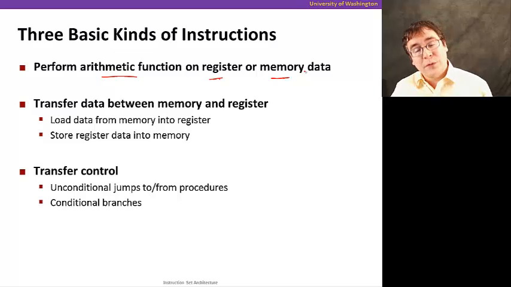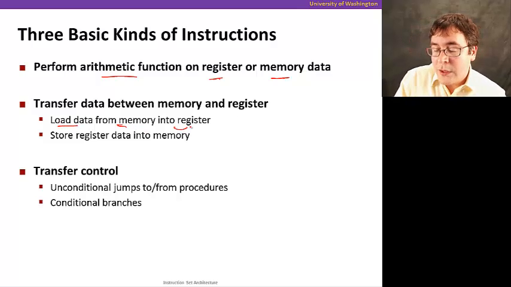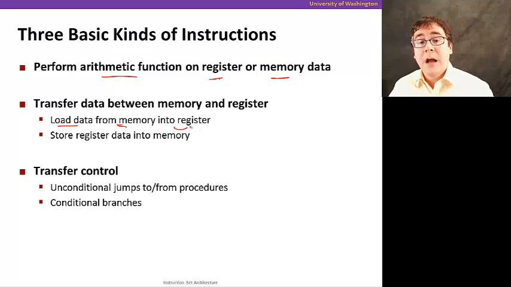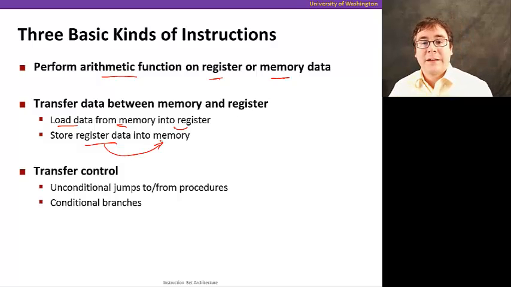The other type of instructions are instructions that move data between memory and registers. You could load data from memory into a register. There are also instructions that get data from a register and store it into memory. That's the second category: data transfer between memory and registers.